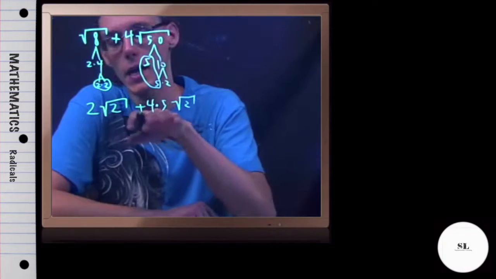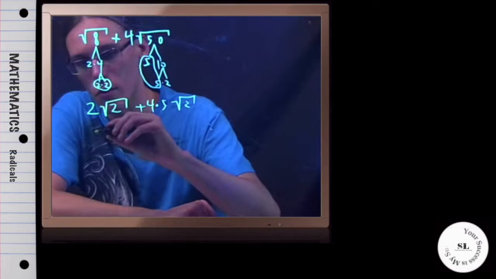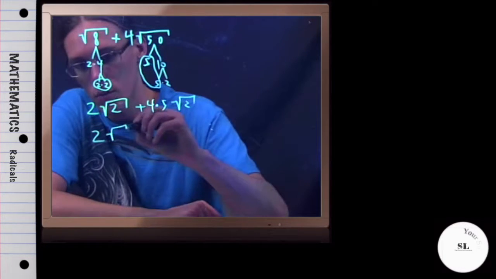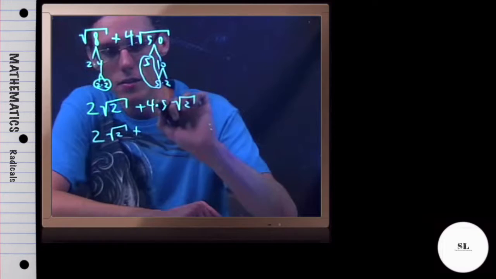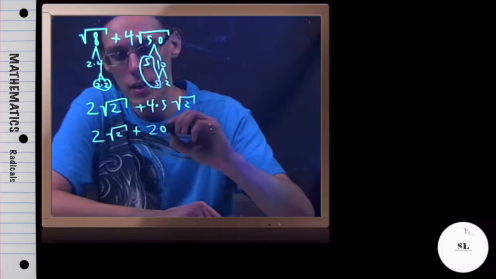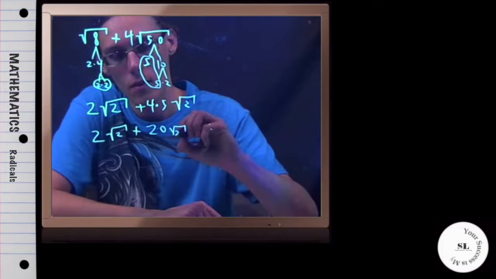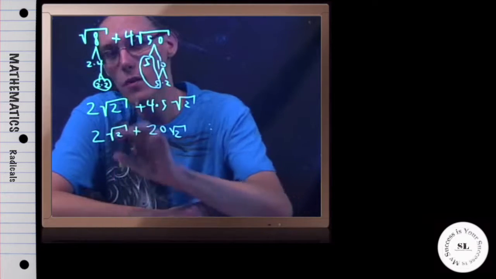Now I also can't add before I do my multiplication first, so I'll rewrite this. 2 square root of 2 plus, and 4 times 5 is just 20 square root of 2. And then we go, okay, we simplified as much as possible.